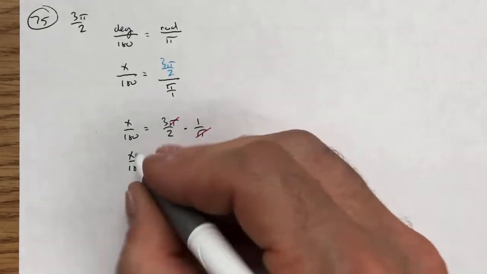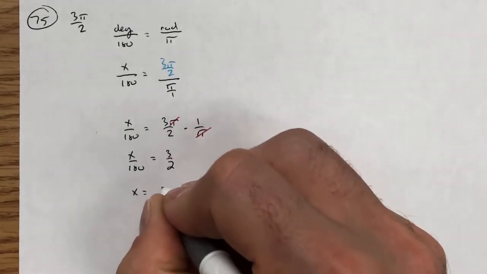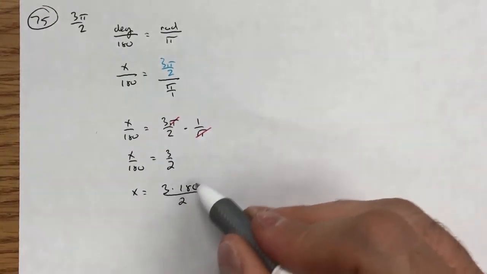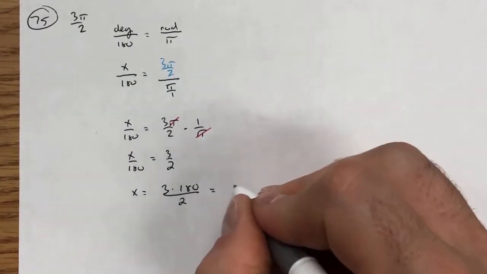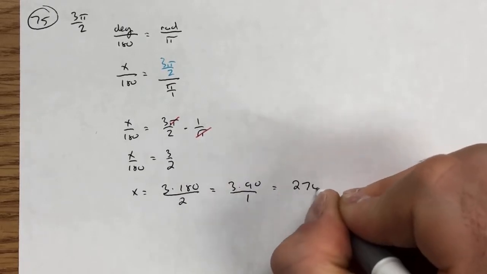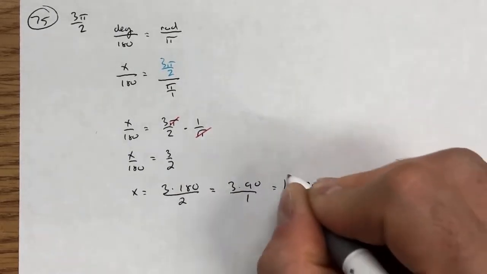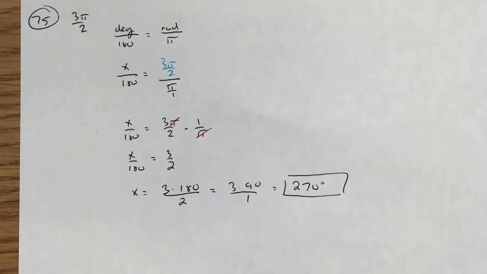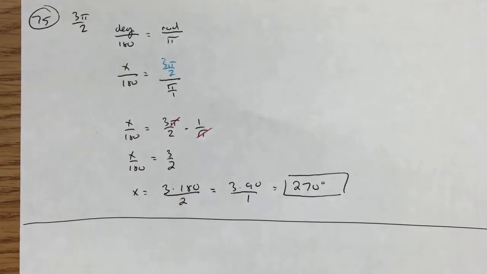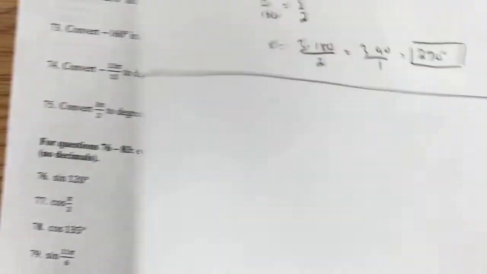Then to isolate x, I'm going to multiply by 180. So x equals 3 times 180 over 2. I notice 180 over 2 does reduce. So 3 times 90 over 1, which is just going to be 270 degrees. Perfect. So that was number 75. Okay. Now let's take a look at number 76.